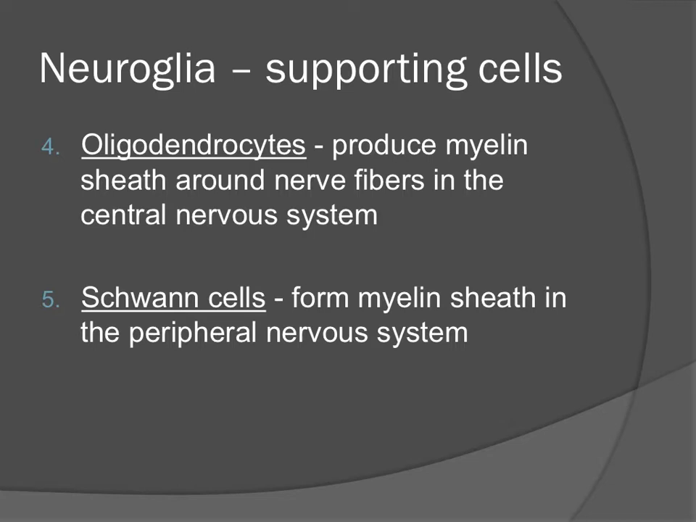Then we have the Schwann cells that form the myelin sheath in the peripheral nervous system. This is a glial cell that wraps around the nerve fiber in the peripheral nervous system, and they form the fatty material called myelin to insulate the axons in the peripheral nervous system.